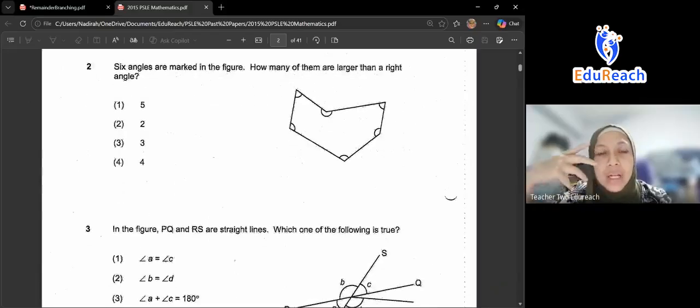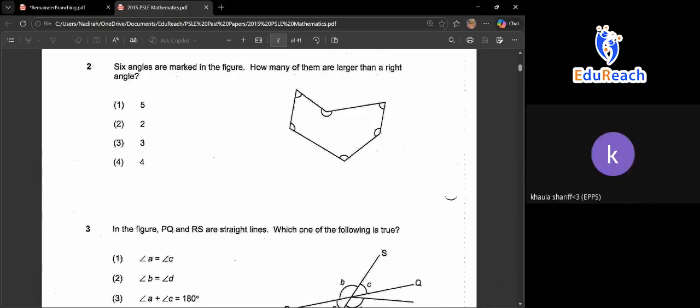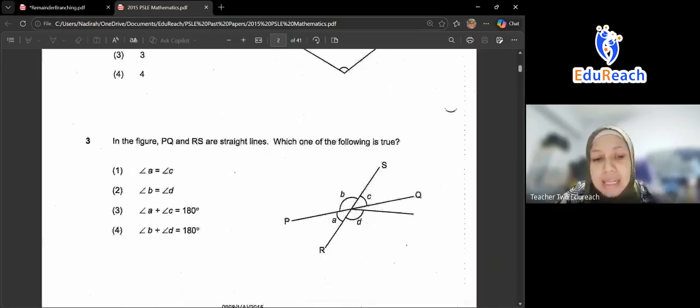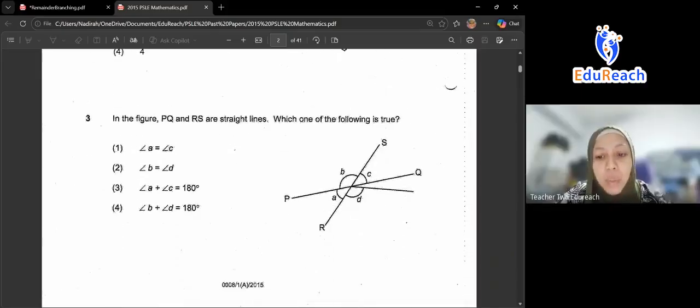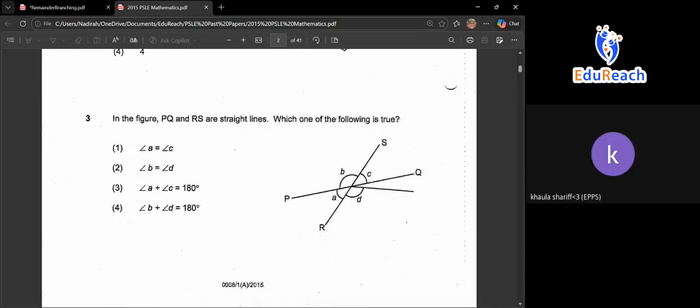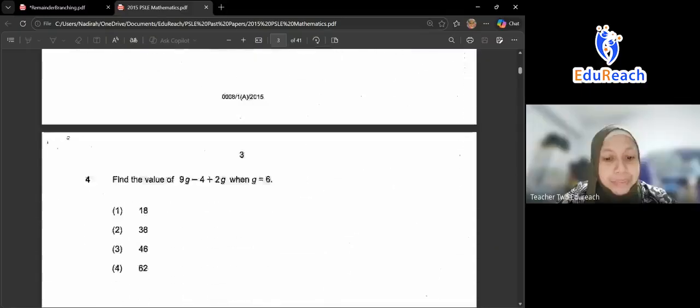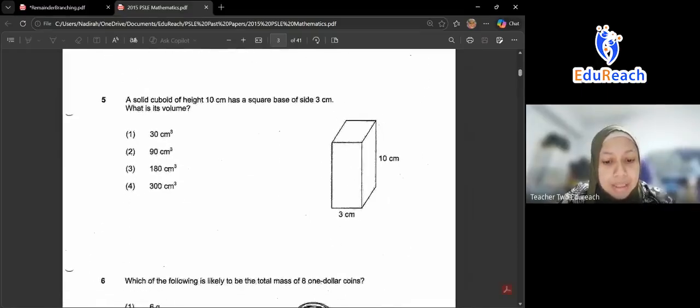Then number two. Now that you are not having the worksheet in front of you, it's a little bit difficult to measure. But you can see already, the answer is actually 4. There are 4 angles that are bigger than a right angle. Number 3 is option 1. A is equal to C because of the straight line. It is a vertically opposite angle.